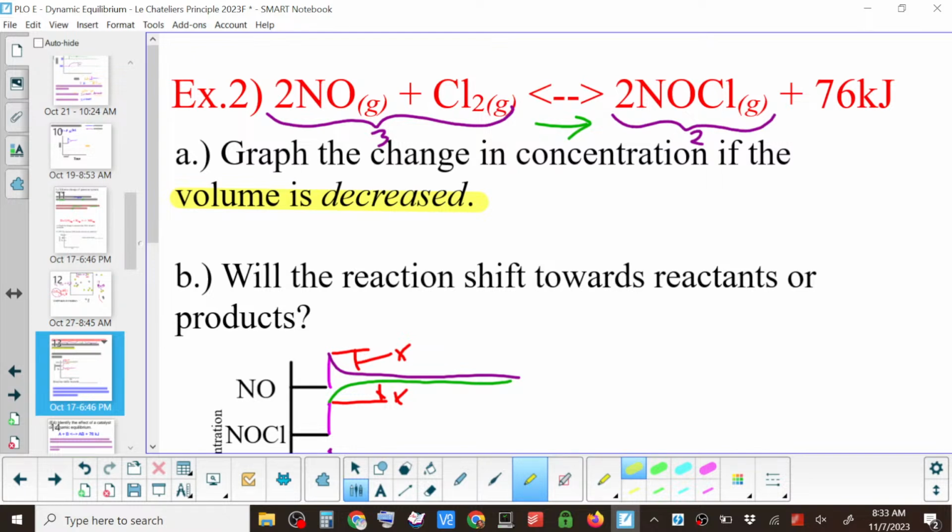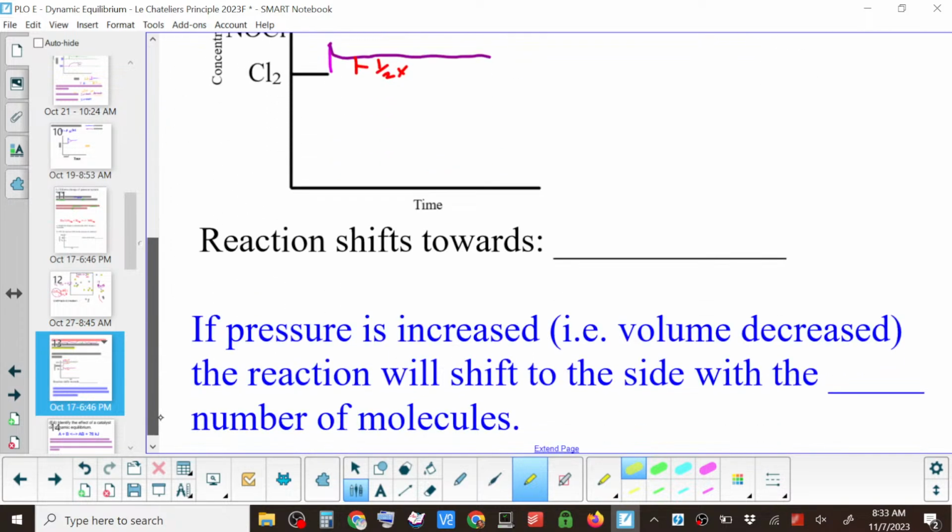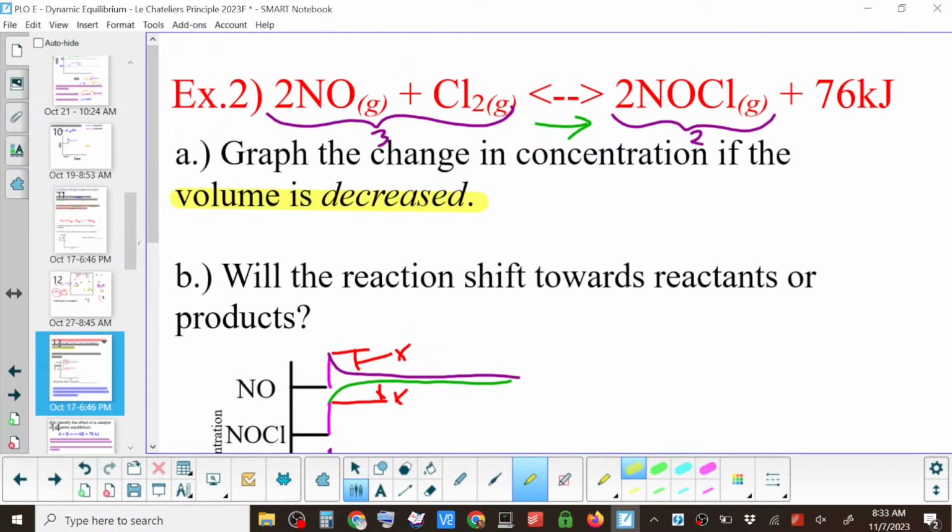Oh, and are you going to graph the forward and reverse rate? We could. I didn't ask for it on this, but did we? But what will happen to the rate if we increase the concentration of everything? Increase. Which rate will increase? Forward or reverse? If the concentration's increased on both sides, both will increase. And it shifts to the right because this side, this rate increases the most.